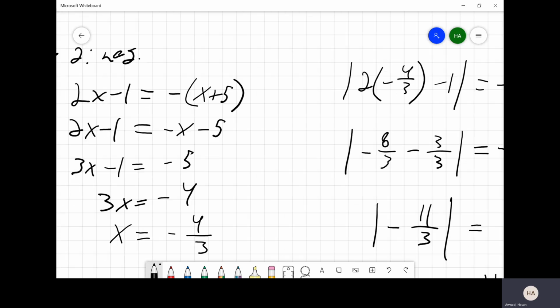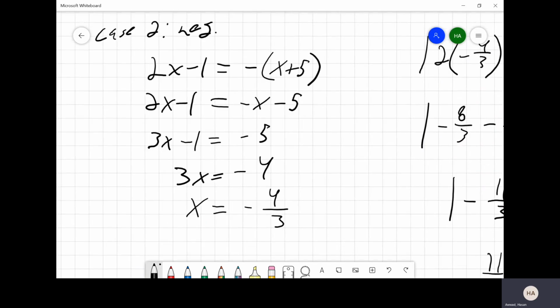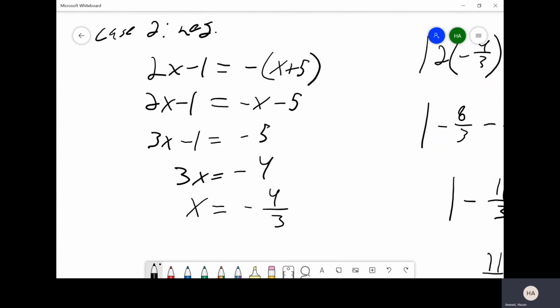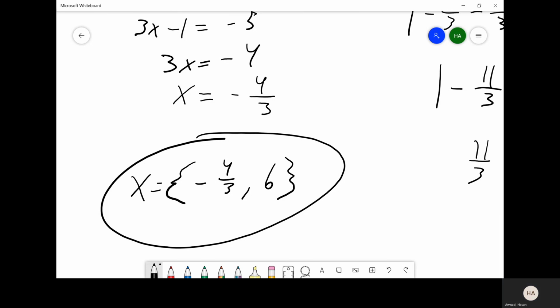And yes, it does look gross, but it works, right? So we have shown that there are two solutions. There is x is equal to 6, and x is equal to negative 4/3. So we write our solution set, negative 4/3, 6, and we're done.